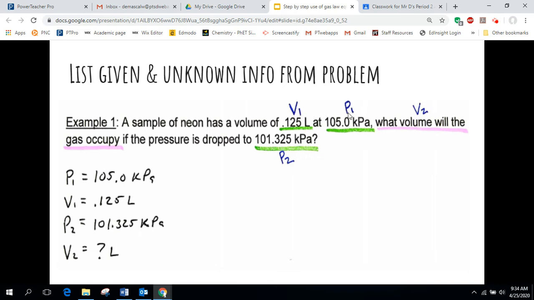You can do initial and final. You can do A's and B's, X's and Y's. I don't care how you label them. Make sure in some way, shape, or form, though, this volume is the volume of the gas at this pressure. So those have to have the same markings, V1 and P1. It's asking you what the new volume, what a second volume would be at this second pressure. So list those out.